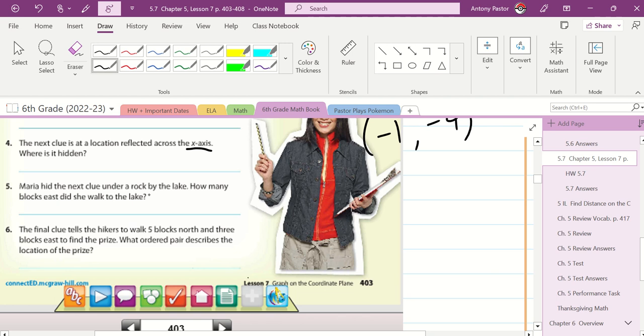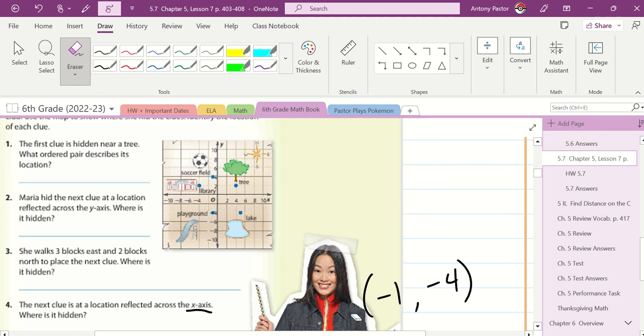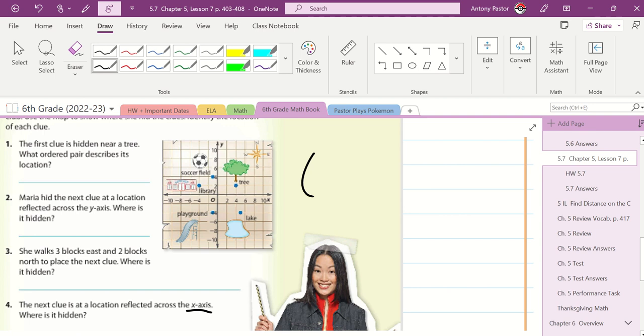Maria hid the next clue under a rock by the lake. How many blocks east did she have to walk to the lake? So remember, we're still at the playground. And remember, the playground here is at negative 1, negative 4. That's our x and our y. Our lake, if we look at our textbook, is at positive 5, negative 4. Meaning from negative 1 to 5, we'd have to jump.